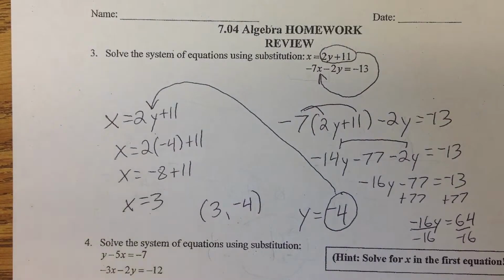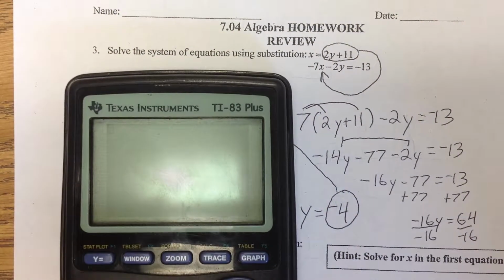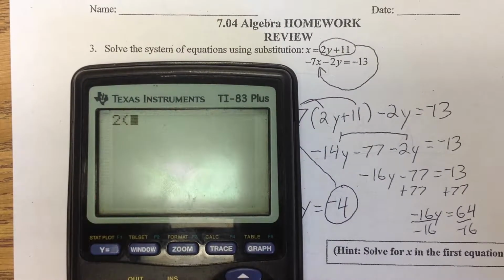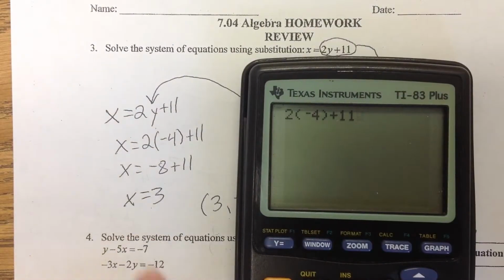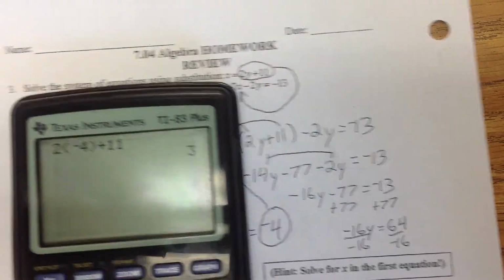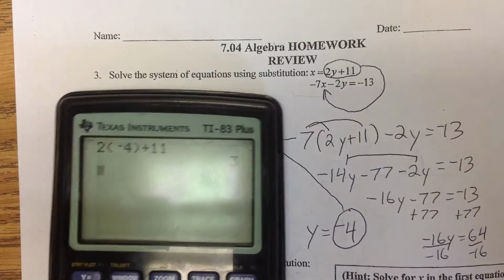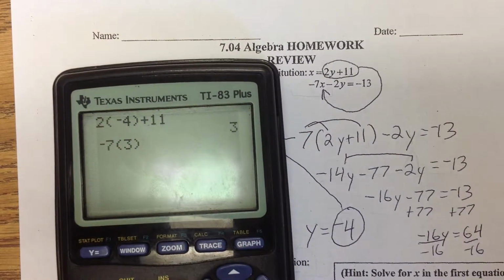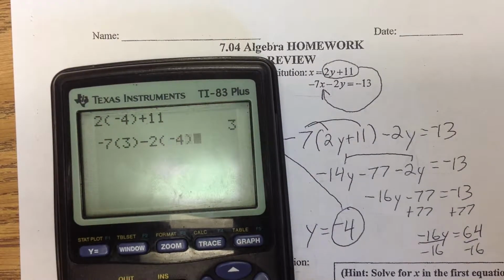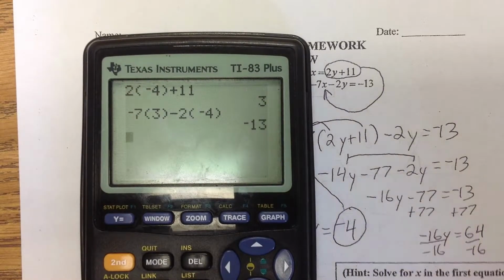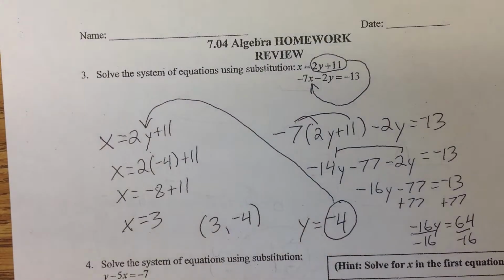And again, we can check that. All right, if we check the top one, 2y, so 2 times negative 4 plus 11 should equal x. X is 3. So let's see, does it equal 3? It does. And then if we check the second one there, we've got negative 7 times 3 minus 2 times negative 4, and hopefully this is going to give us a negative 13. And it does, so we are good on number 3 here.